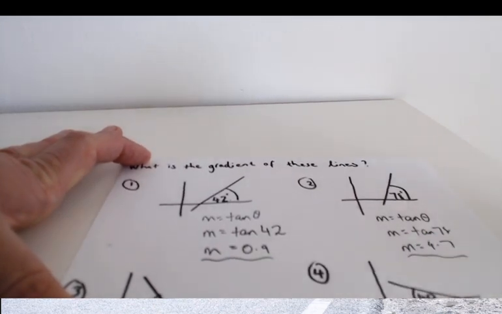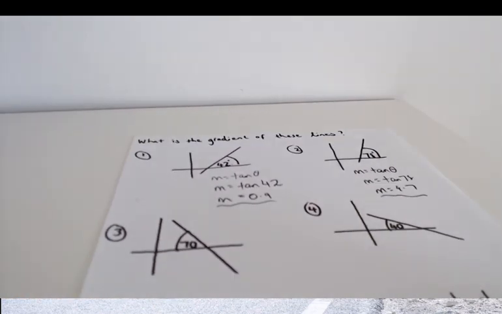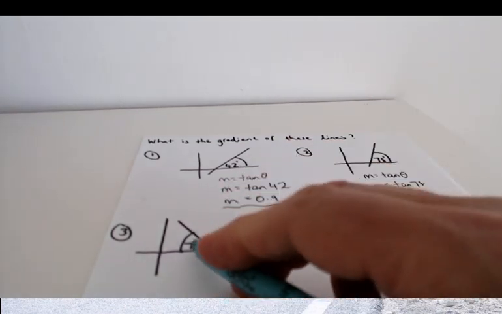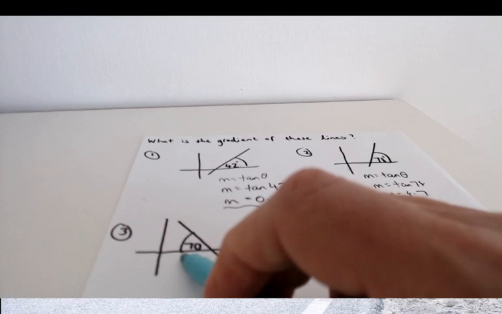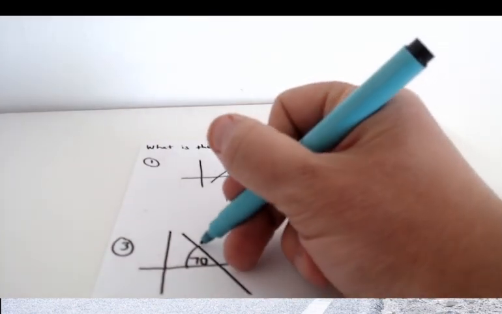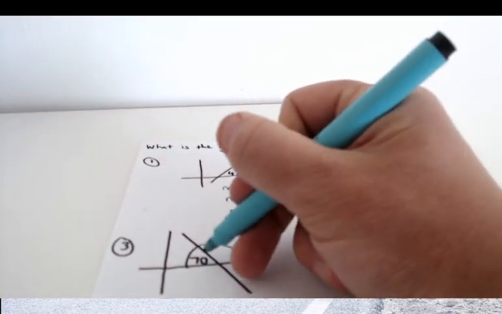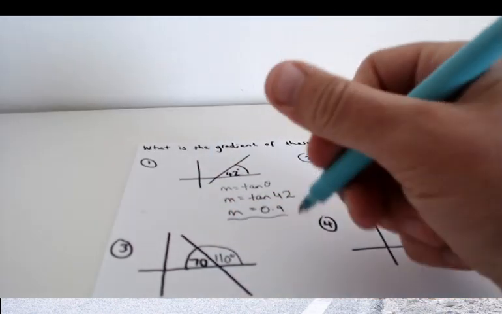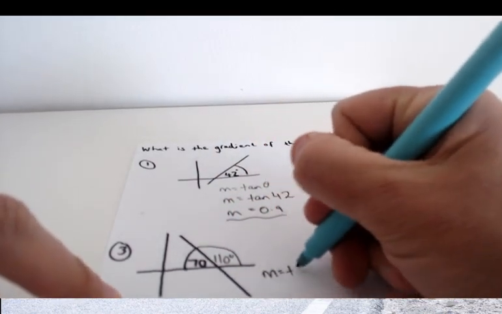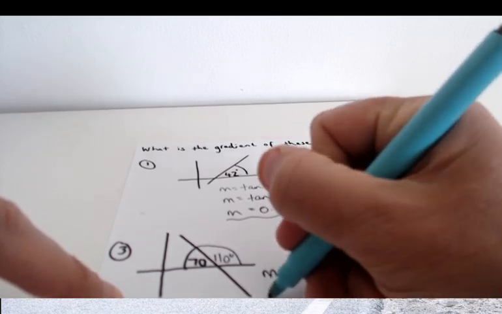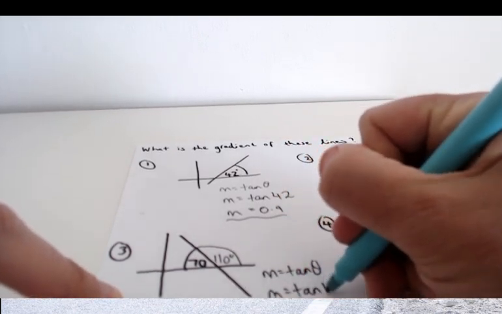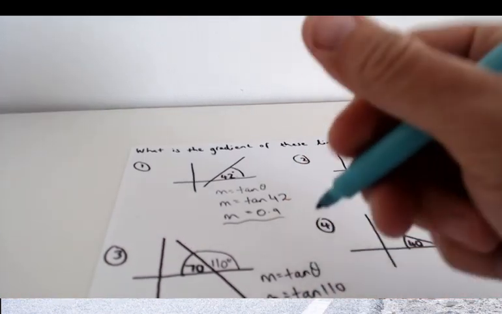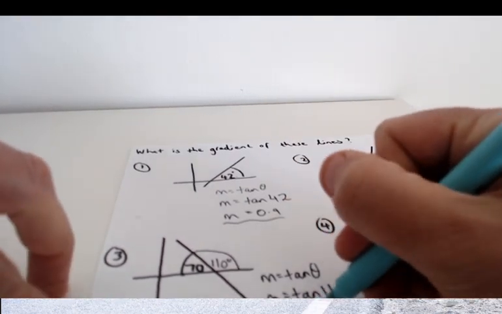4.7. Questions 3 and 4 are downward sloping lines. I'm trying to be a little bit tricky here. I've given you the wrong angle. I've given you the one on the negative side. You want this angle in here. They should add to make 180, so that's 110. So you're going to go m equals tan theta, m equals tan of 110. Type that in the calculator: m equals minus 2.75.